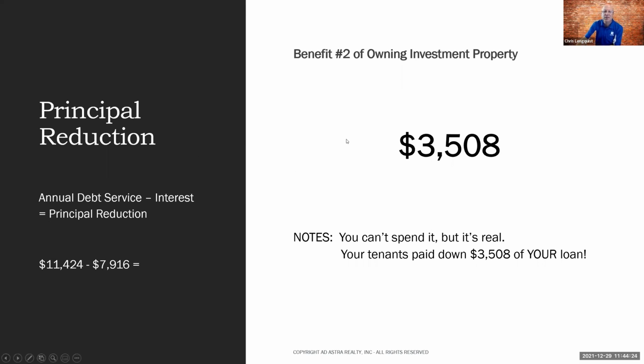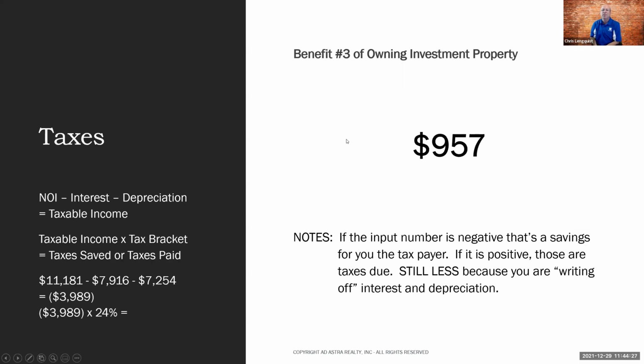All right, let's go to the next benefit of owning real estate investment property, and that is the taxes, the tax bennies. Here's how you figure out your tax benefits. You take your NOI, your net operating income that we've discussed, you subtract your interest, you subtract that depreciation we figured out, and that's your taxable income. Okay, and that taxable income is going to tell us whether we saved taxes or we owe taxes, and we're going to multiply that by our tax bracket.